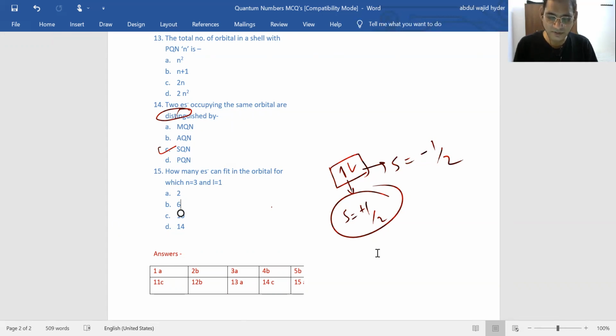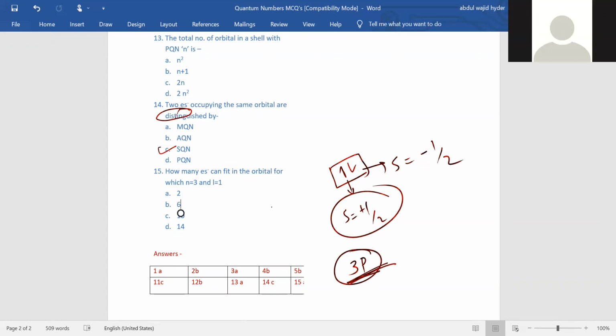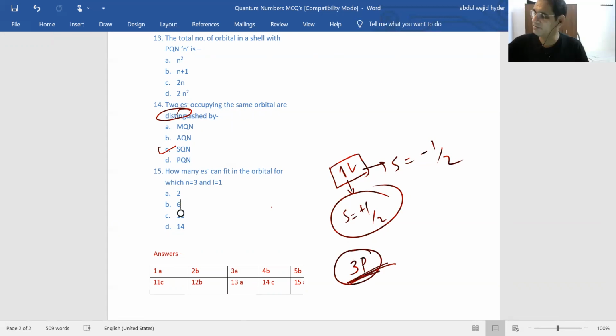Fine, this is over. How many electrons can fit in the orbital for which n is equal to 3 and l is equal to 1, that is 3p? So what will be the answer: 6, 10 or 14? In 3p, how many electrons can be accommodated? 6. Very good.